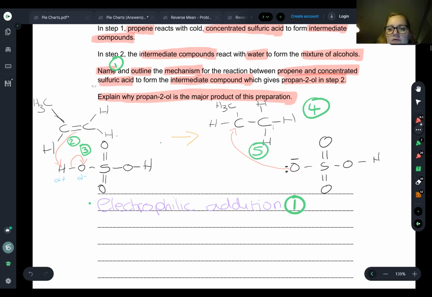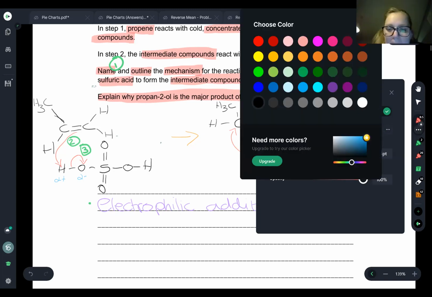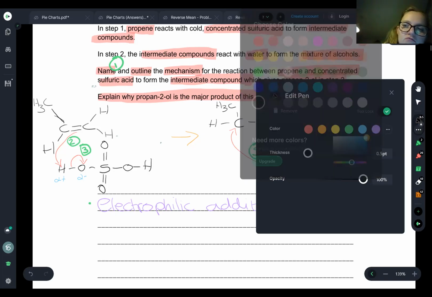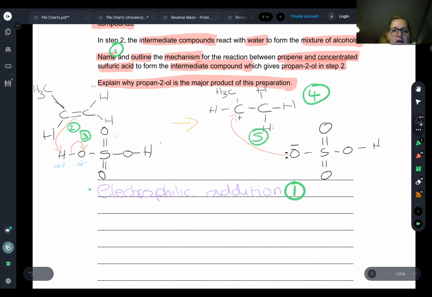I would actually have missed something out. You don't have to have it on, but I would always put it on. I would put on a little positive charge on your carbon here, just to make it clear that that's a carbocation now. We've got our intermediate, got our carbocation. 5 marks we're at. If you'd put a product on it, it would be ignored. You would get 0 marks for your product because you're not asked to draw the product. You're just asked to name and outline the mechanism of reaction between propene and concentrated sulfuric acid to form the intermediate compound. So that is all you needed to do. So that's marks 1 to 5.